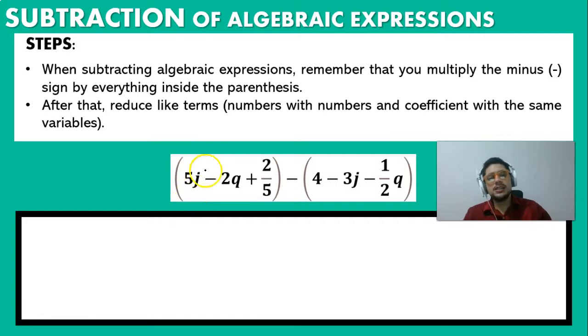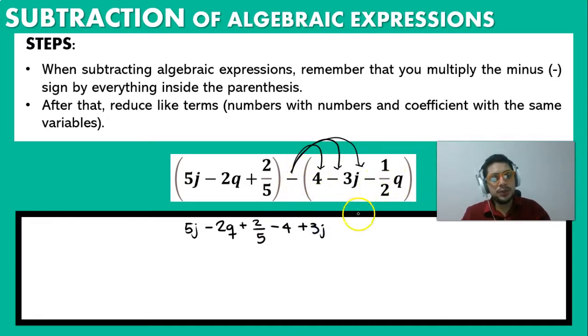Okay guys, so today's problem is 5j minus 2q plus 2 divided by 5, minus 4 minus 3j minus 1/2 q, okay? So again, we are going to be multiplying negative times positive, negative times negative, and here negative times negative as well. So let's copy this. So it's 5j minus 2q plus 2 divided by 5. And then negative times plus 4 is minus 4. Negative times negative 3j is going to be positive 3j. And negative times negative 1/2 q is going to be positive 1/2 q.